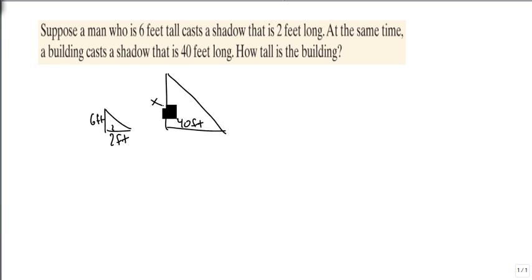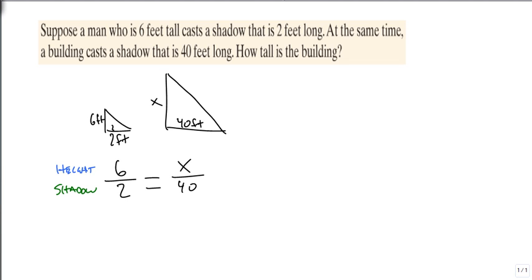So, assuming that these are similar triangles, and we can when we're talking about shadows, we want to set this up as an equation of height over shadow and height over shadow. And so this is height here and shadow here.